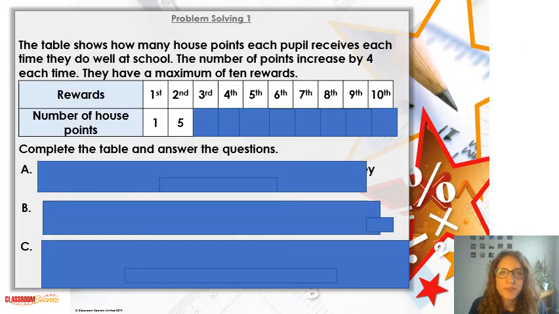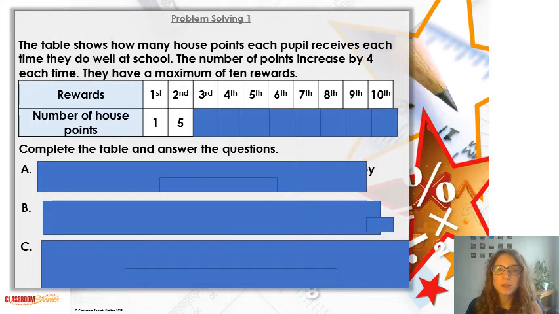Right, this one's a little bit trickier, so we're going to work through it bit by bit and make sure we get to the answers. So the table shows how many house points each pupil receives each time they do well at school. The number of points increases by 4 every single time. So the first time they get 1 point, the next time you add 4 to that, so they then get 5 points the next time they do something.